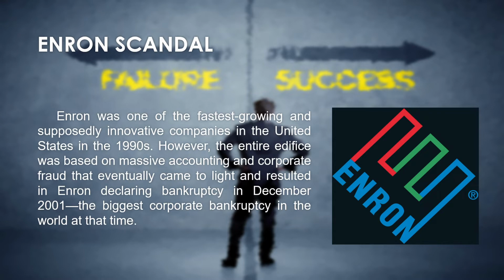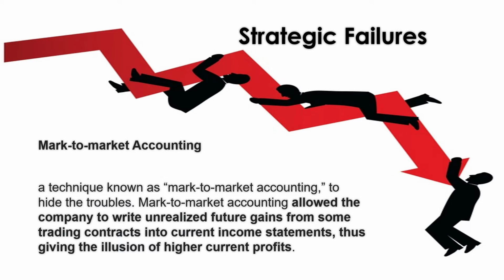Enron was one of the fastest growing and supposedly innovative companies in the United States in the 1990s. However, the entire edifice was based on massive accounting and corporate fraud that eventually came to light and resulted in Enron declaring bankruptcy in December 2001, the biggest corporate bankruptcy in the world at that time. So, the strategic failures of Enron.